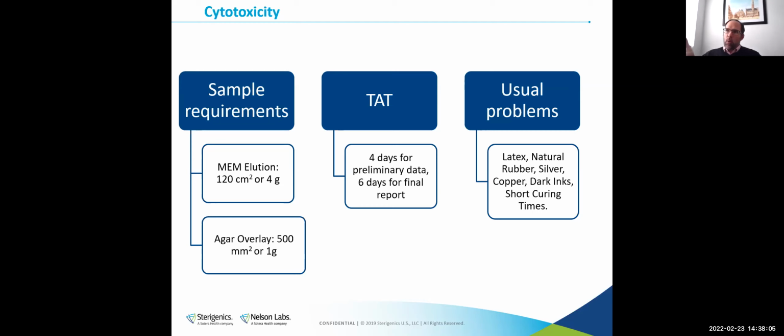So this is a dashboard for cytotoxicity. This is for Nelson. It might be a little bit different from other labs, but shouldn't be too different. Sample requirements is how much material we need to run it. TAT is turnaround time. So as you can see, it's a very quick test. Gives us results very quickly.